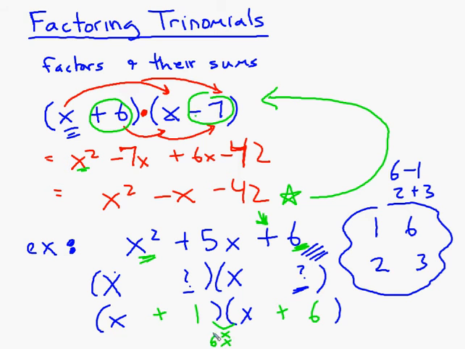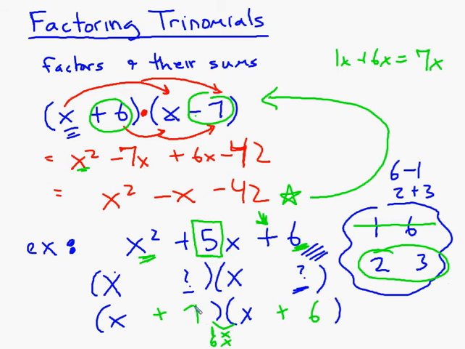7x. No, if I do 1x plus 6x, what's 1x plus 6x? 7x. Do I add those exponents? No. Alright, what do I actually have? A 5. So I know that 1 and 6 do not work. So, I cross that possibility off. Must be this possibility. 2 and 3. So let's check it.